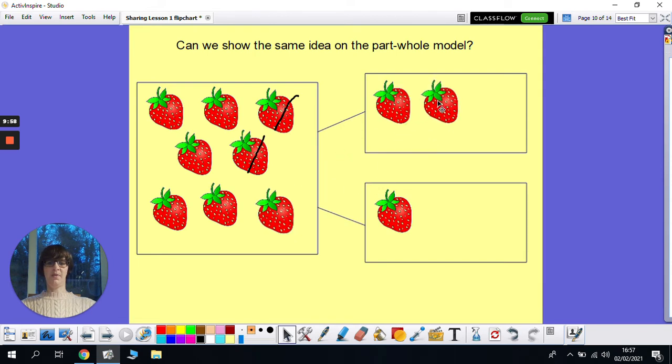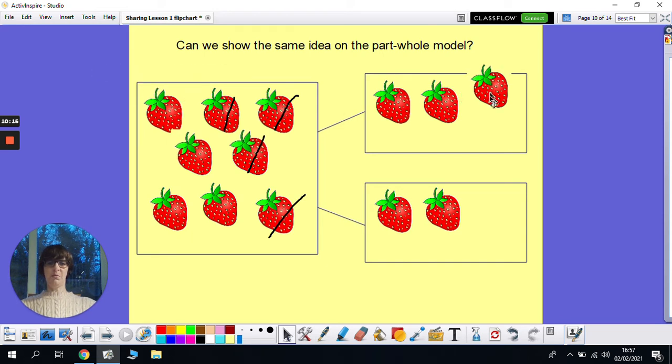Move that one up there. And don't forget to tick off as we go. So I know I've shared all the strawberries. They've each got 2 each, haven't they? So that's definitely fair. We've shared 4 of the strawberries, but I've still got some more to go.